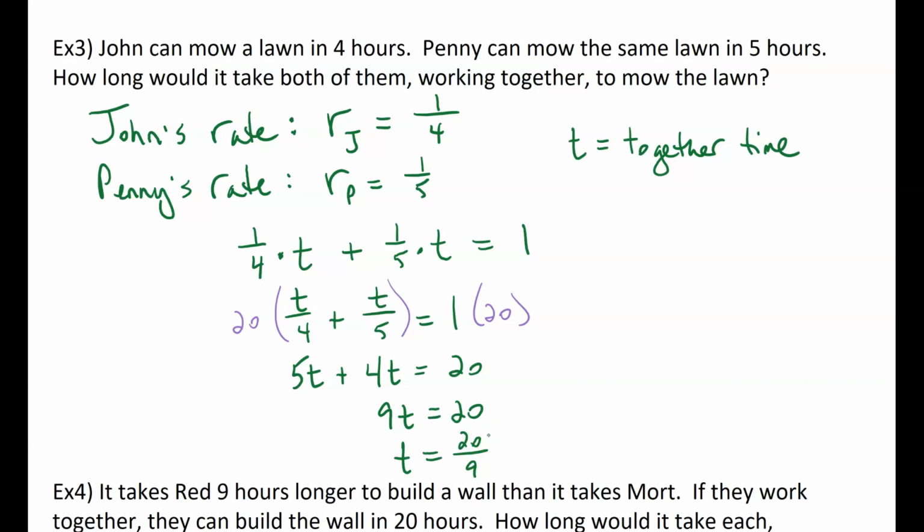And what unit do we have here? This is hours. Not per hour, this is the together time, so this is just straightforward time, if they work together. Now, of course, this is a contextual problem. So 20 over 9 hours, what does that say to you?